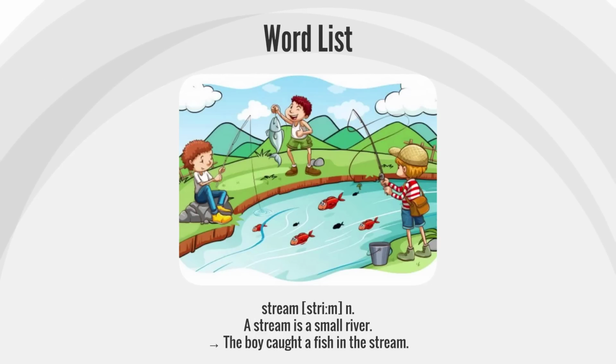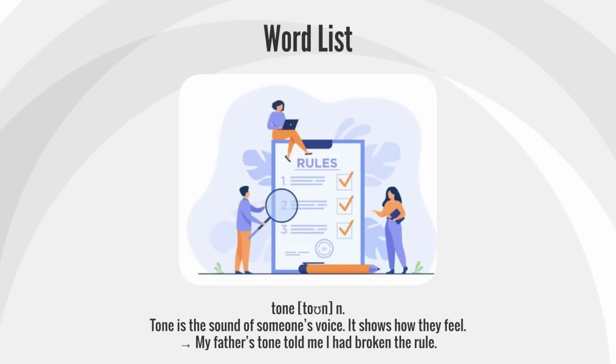Stream. A stream is a small river. The boy caught a fish in the stream. Tone. Tone is the sound of someone's voice. It shows how they feel. My father's tone told me I had broken the rule.